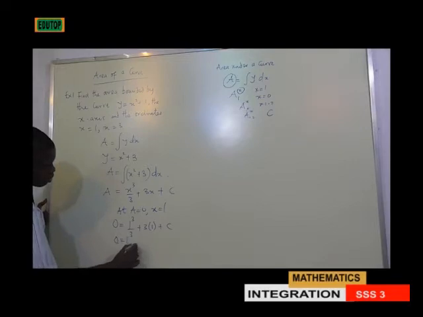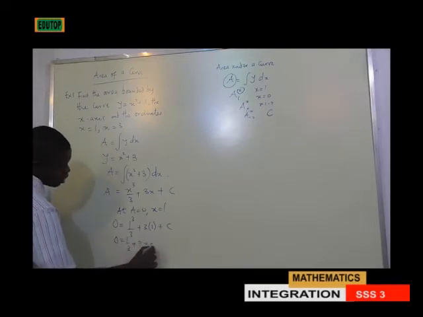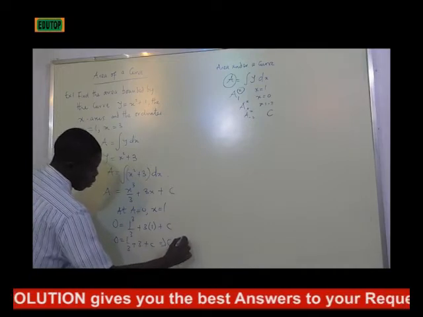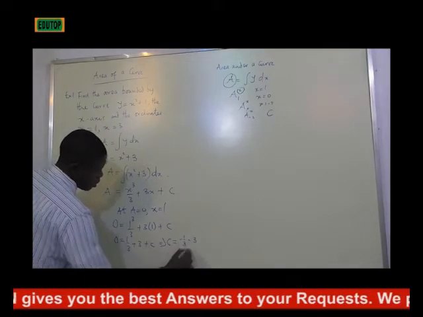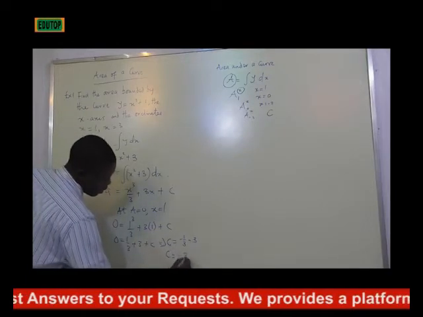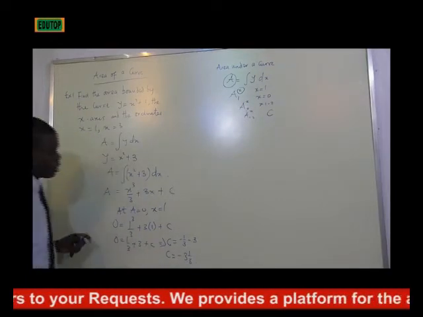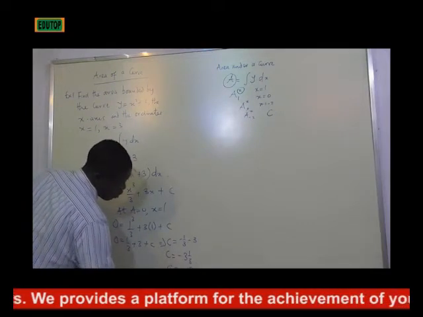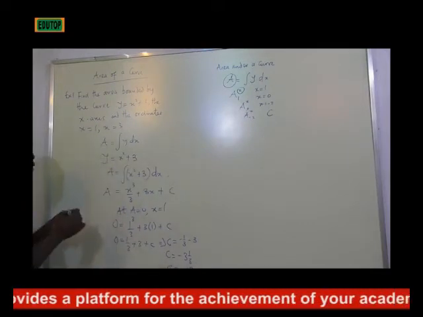1 over 3 plus 3 plus c, which implies that our c will definitely be minus 1 over 3 minus 3, and that will be, c will be minus 3 1 over 3. This is the value of our c. And if you want to convert to an improper fraction, we have minus 10 over 3. So we go back to our equation.